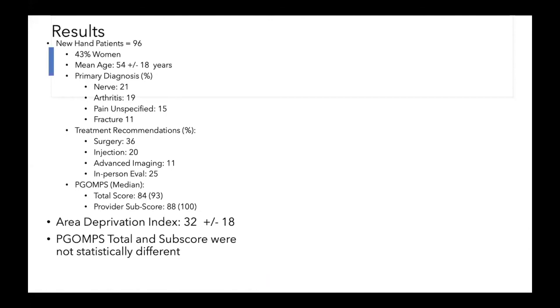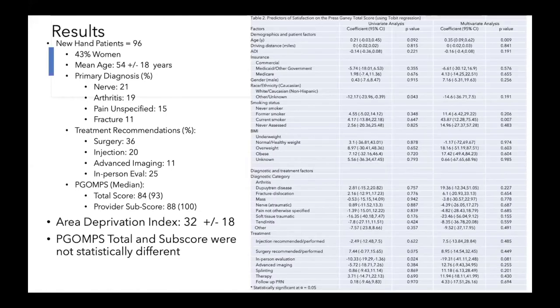So going quickly through our results, from April to November 2020, 96 new hand patients were seen virtually, meeting the above criteria, consisting of 52 men and 44 women with a mean age of 54 years. The primary diagnoses included traumatic nerve injury, hand arthritis, fractures, dislocation, and hand mass. Common treatment recommendations included splinting, joint injection, in-person evaluation, and surgery. The national percentile for ADI was 32, with the average distance to the nearby clinic being 97 kilometers.